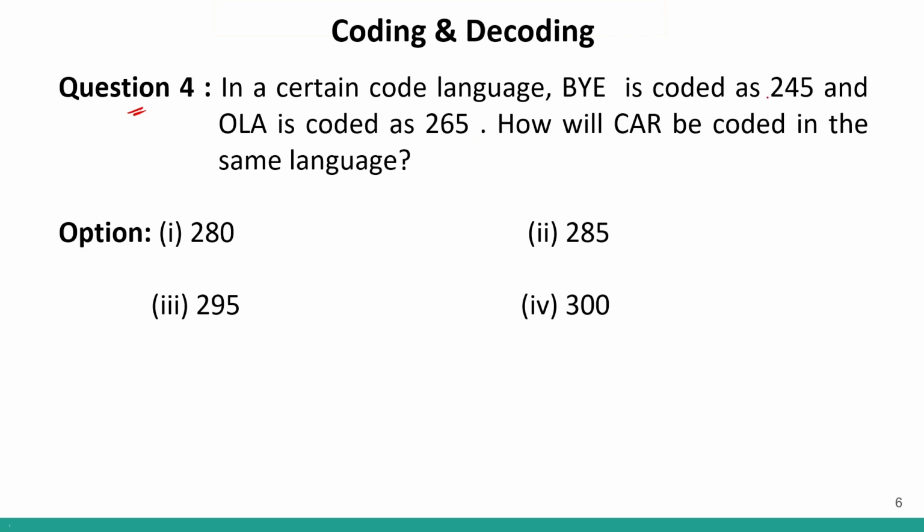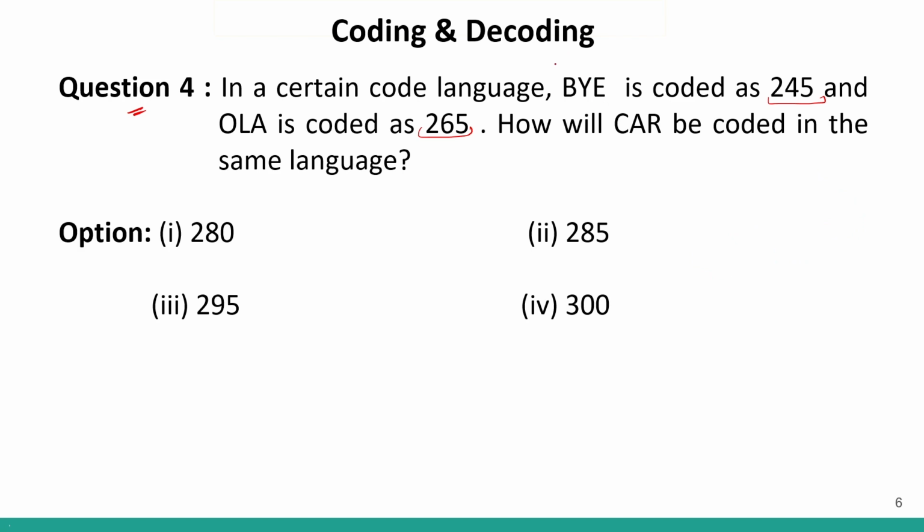Now I've told you, whenever you see a number, we have to assume that it could be in relation to the sum of forward ranks, or it could be in relation to the sum of backward ranks, or it could also be a combination of both. So let us check with forward ranks first.